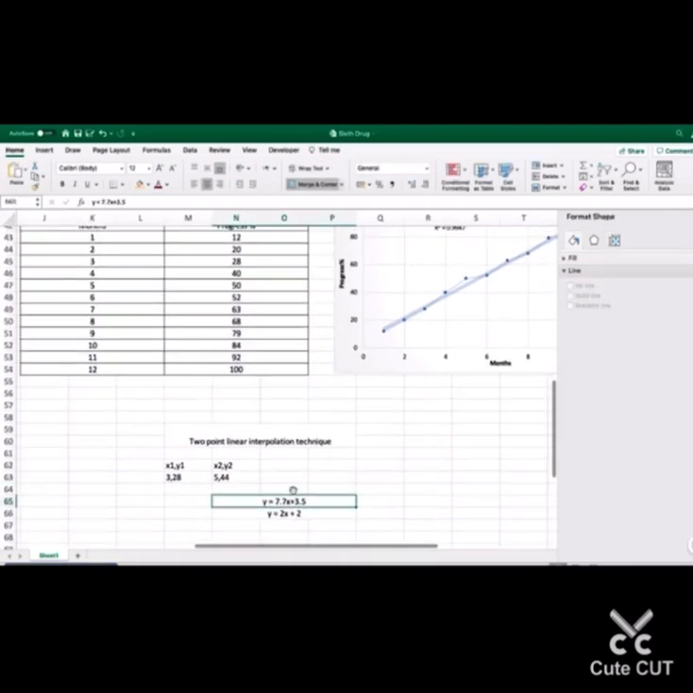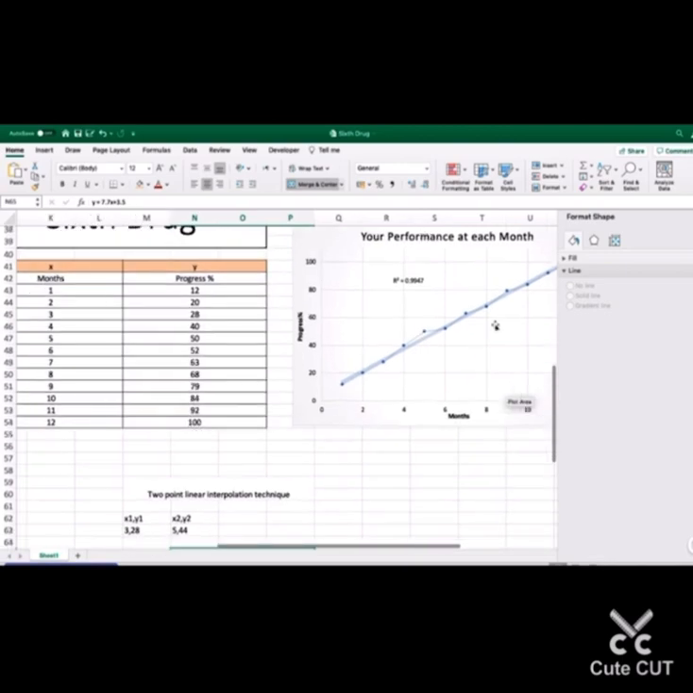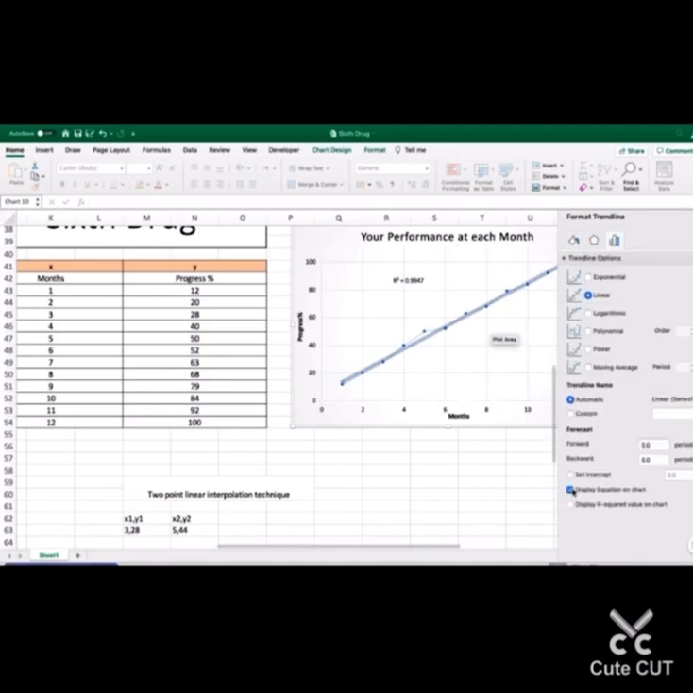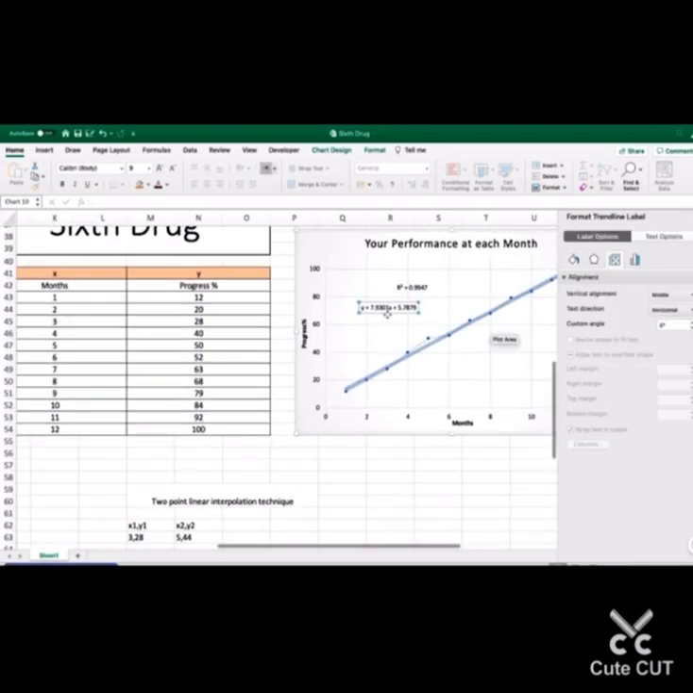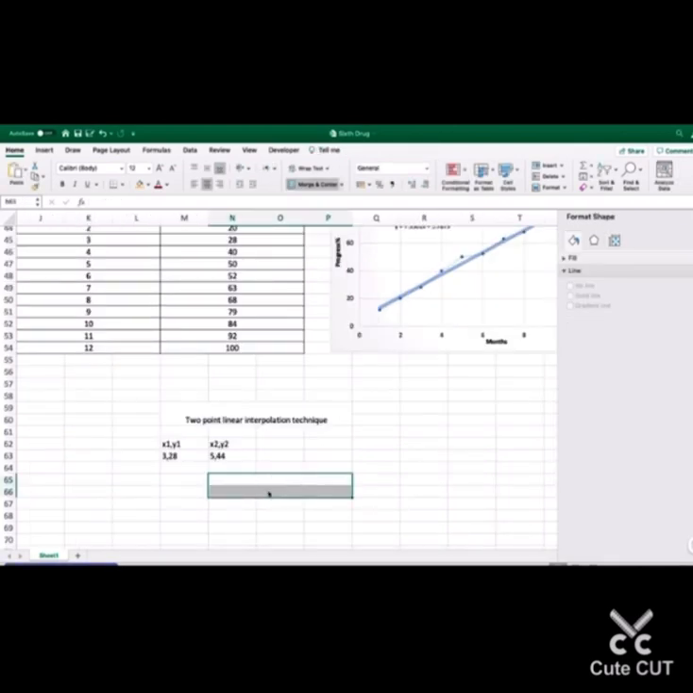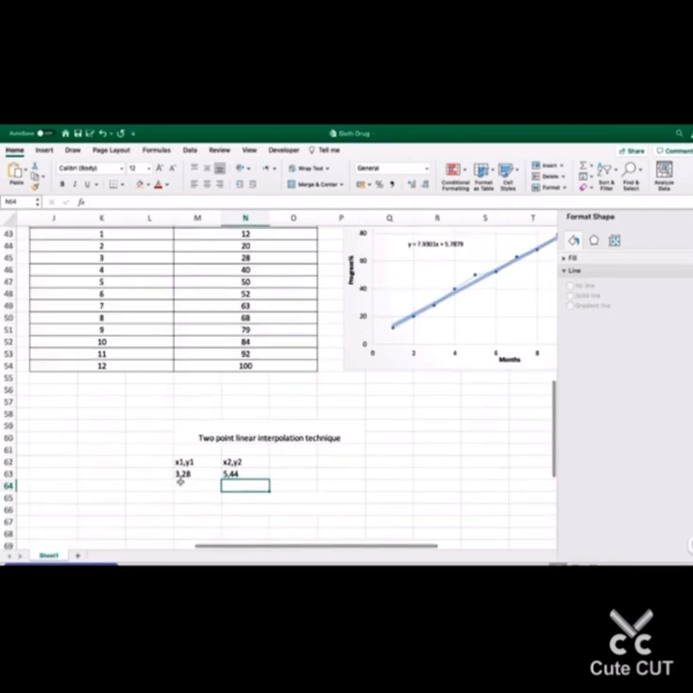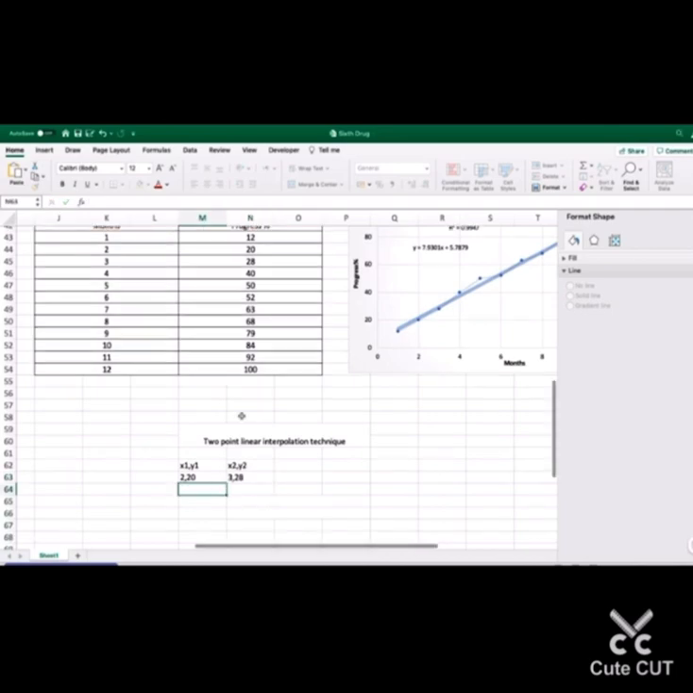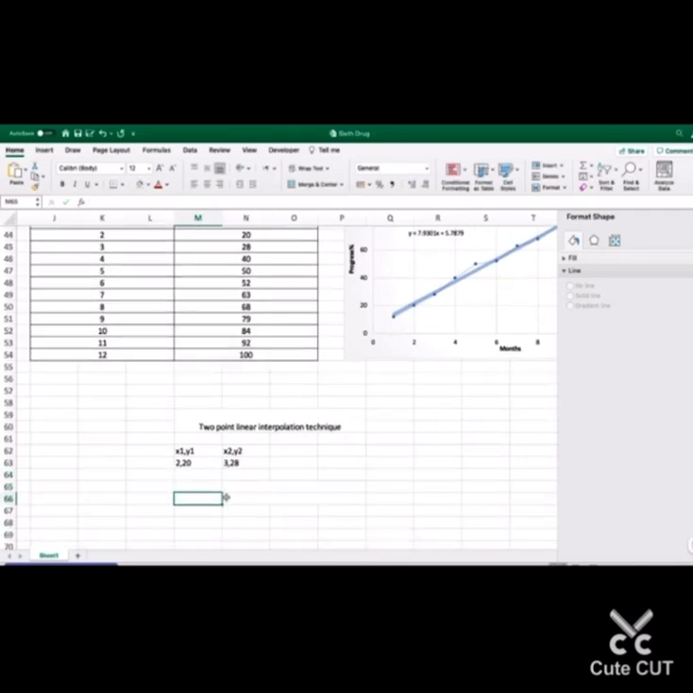So this will be the equation, right? If you put trend line, add trend line or format trend line, display equation on chart, it will be 7.9301x plus 5.7. But when we used two-point linear interpolation for these 2 points, 3 and 28, maybe if we use, for example, here 2, 20, and then 3, 28, and use two-point linear interpolation, we will have this equation. We will have y equal to 8x plus 4.